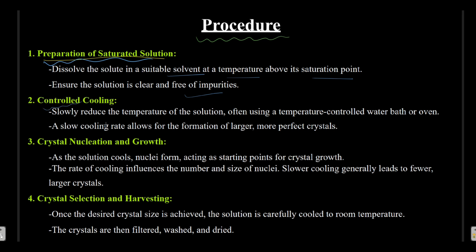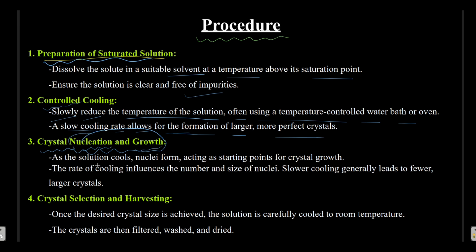Now, the next step is controlled cooling. It should be cooled in a controlled environment. Look at here. Slowly reduce the temperature of the solution, often using a temperature controlled water bath or oven. So the temperature should be reduced slowly. A slow cooling rate allows for the formation of larger and more perfect crystals. The third one is crystal nucleation and growth. These two processes are very important.